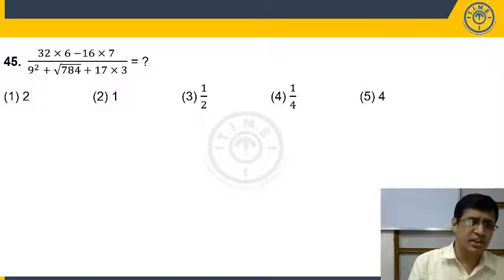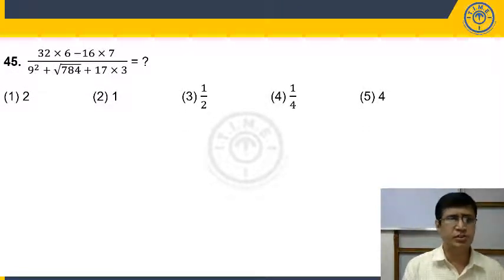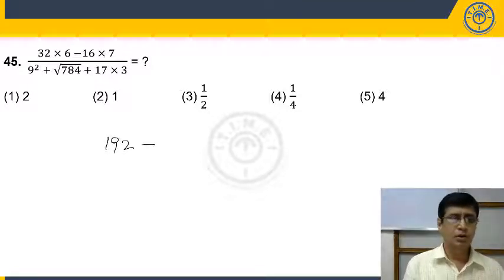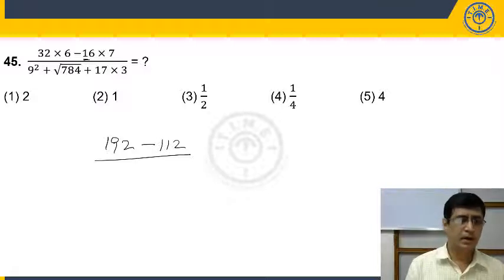32 into 6. 30 into 6 is equal to 180 plus 2 into 6 is equal to 12. 180 plus 12, 192. So 16 into 7 means 70. 10 into 16 means 10 plus 6. 10 into 7, 70 plus 42. 70 plus 42, 112. 9 square, 81.